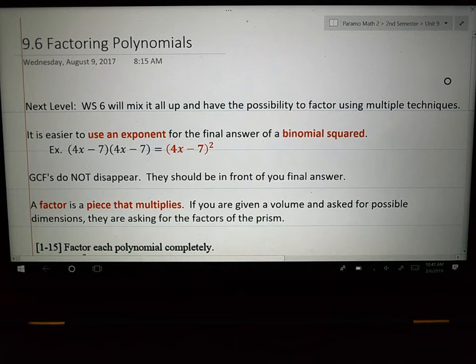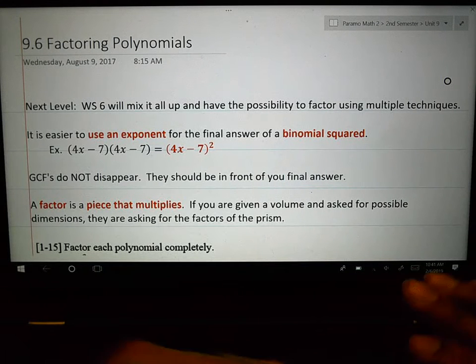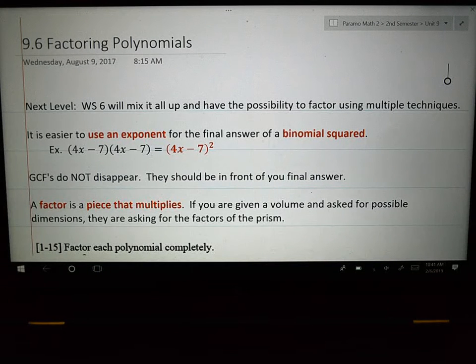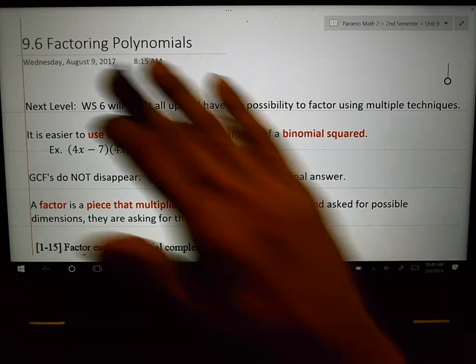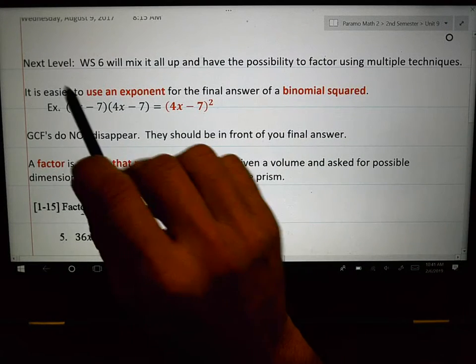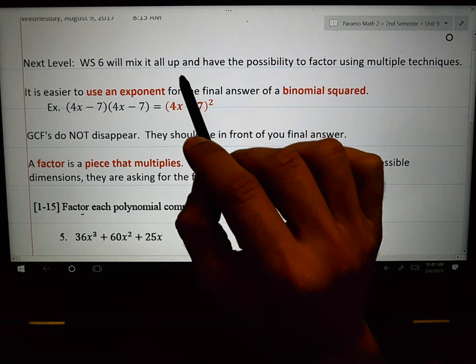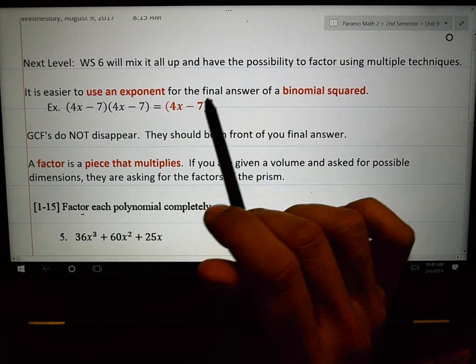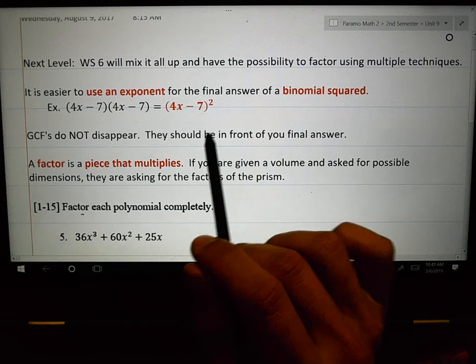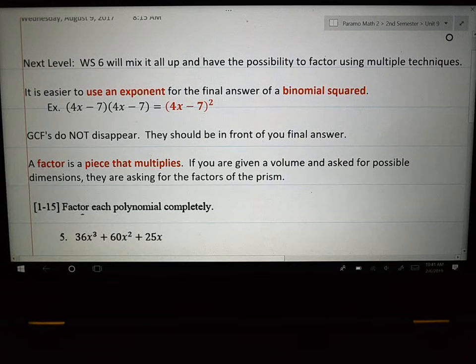In 9.6, this is the last section of Unit 9. Unit 9 has been entirely on factoring. Now, what I would tell you about 9.6 is that it really will start to mix everything together, which is a good thing for you in some regards, because when you take your quiz, you don't know if it's coming from section 1 or section 2 or section 3 or 4 or 5.